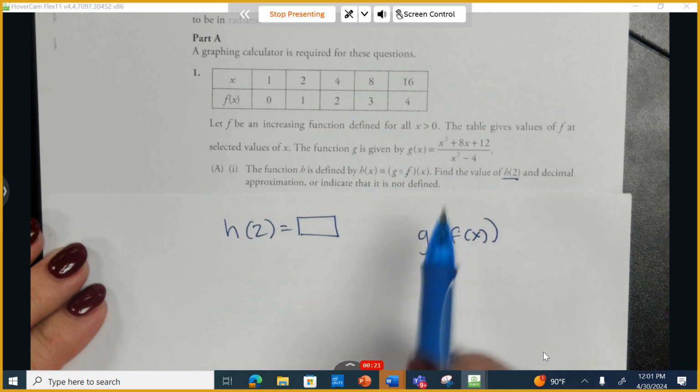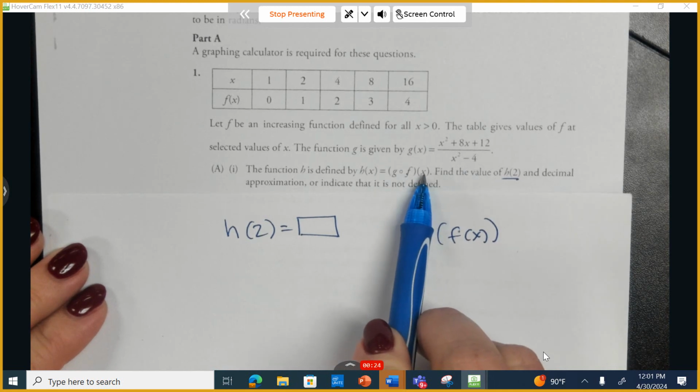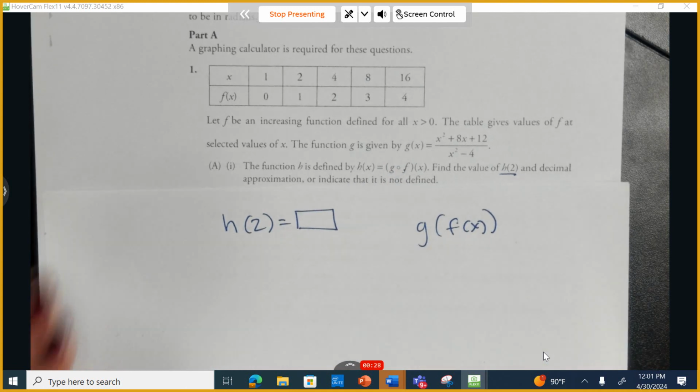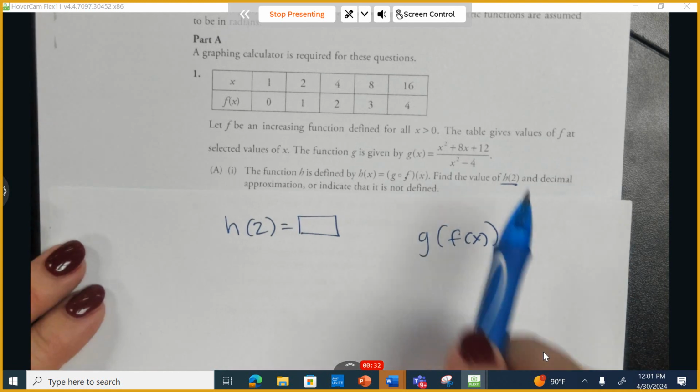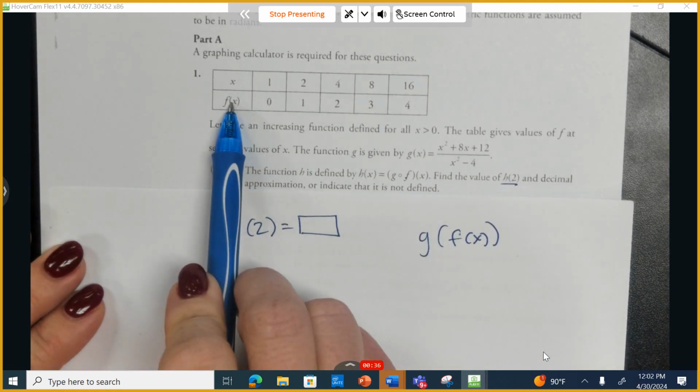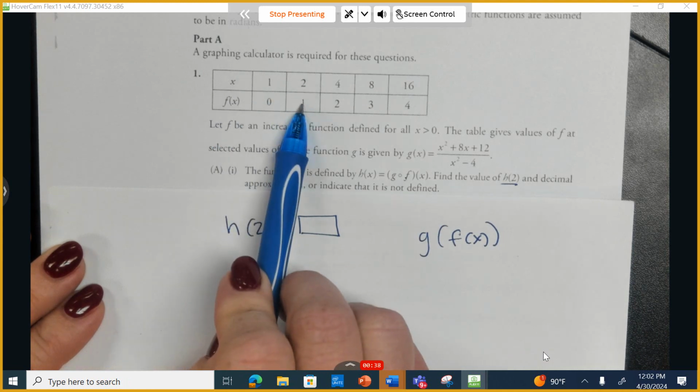This means, either one of these forms means take the value that we're going to input, first plug it into F and then into G. So I like this form better. So plug this into F, and then after I plug it into F, I'm going to plug it into G. So what value am I plugging in? 2. Let's put 2 into function F. Here's function F. The input is 2 and the output is 1.